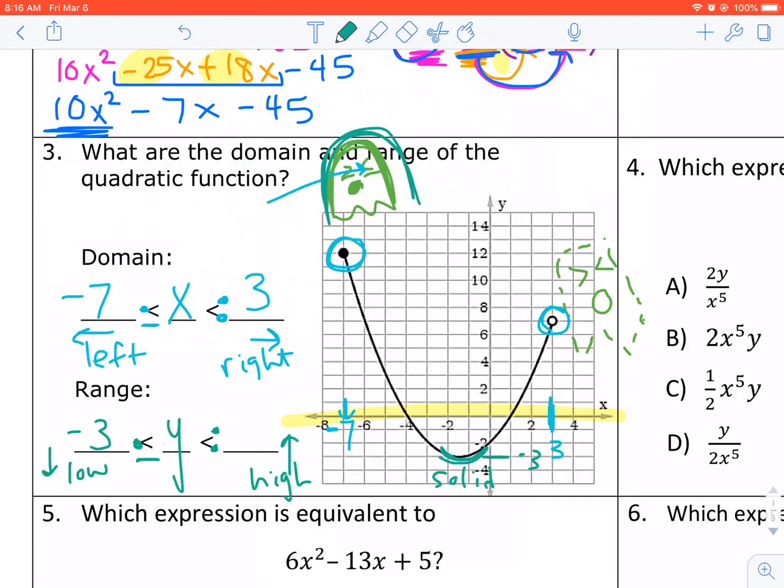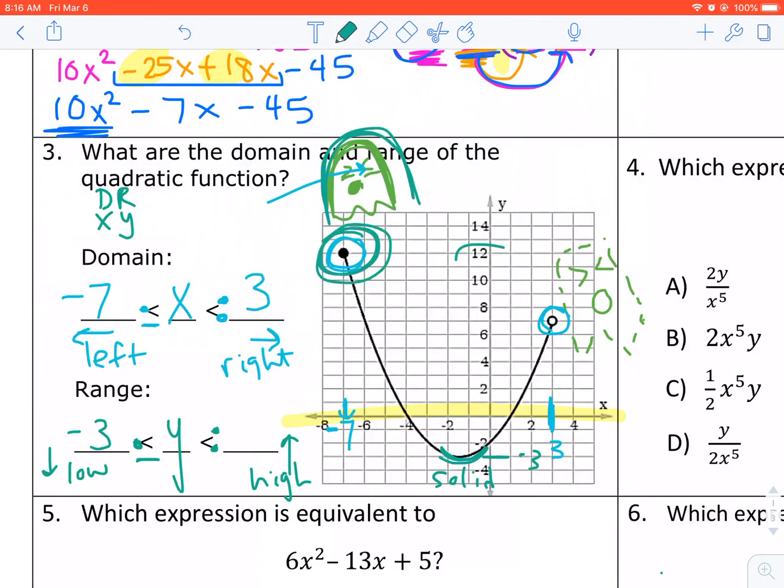Range talks about the y-axis, and something that we didn't do at the very beginning, but we can, is remind ourselves about Dr. X, Y, and that might help you with your letters if you need it. How high does it go?